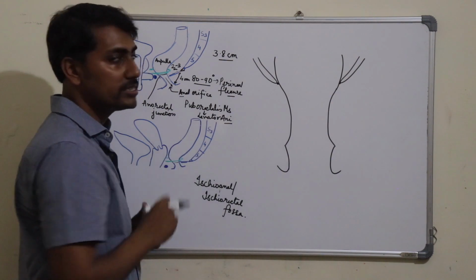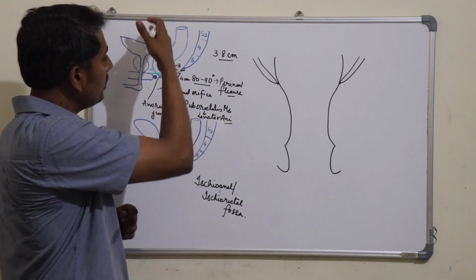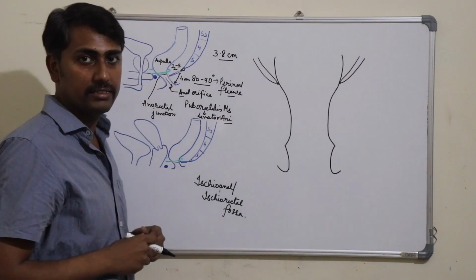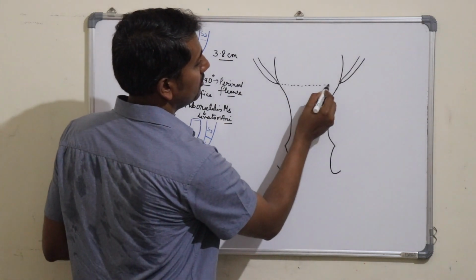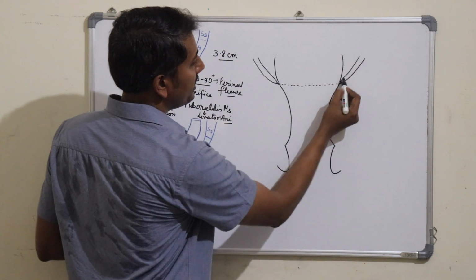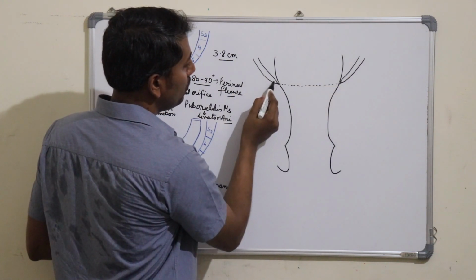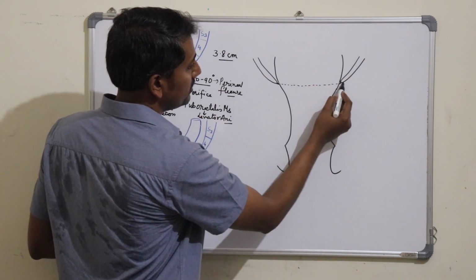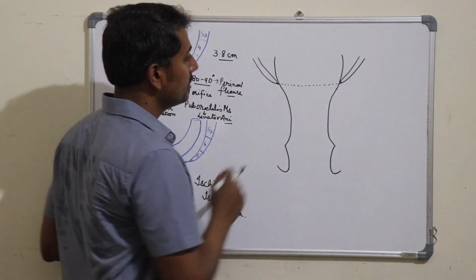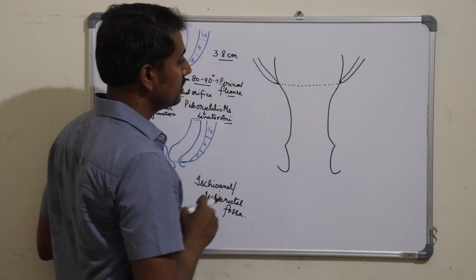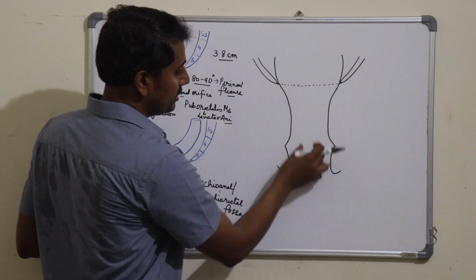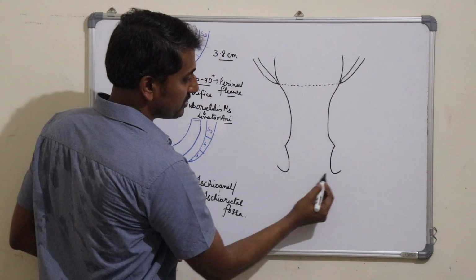Now let us look into this diagram, which is a coronal section of the anal canal. This is the anorectal junction. This is the levator ani muscle. This is the puborectalis muscle, which is a part of the levator ani. This is the dilated part of the rectum known as the ampulla. This is the anal canal and this is the anal orifice.